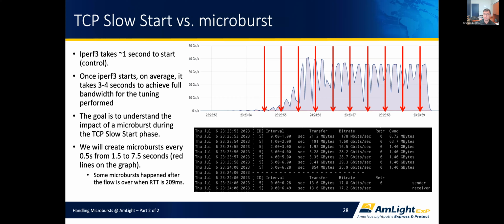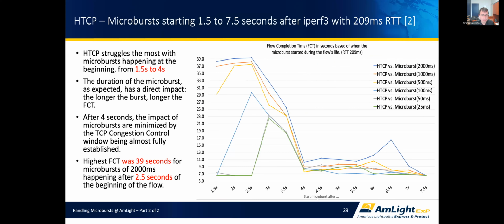So the question that I had initially was, if we have a microburst at the beginning, when the slow start is still ramping up, for example the first 3 arrows on the left side, is this going to be worse? Is it going to be the same, or is it going to be better than if it happens towards the end? So this is what we're going to find out now. And this is the result for 209 milliseconds RTT for HTCP, right?